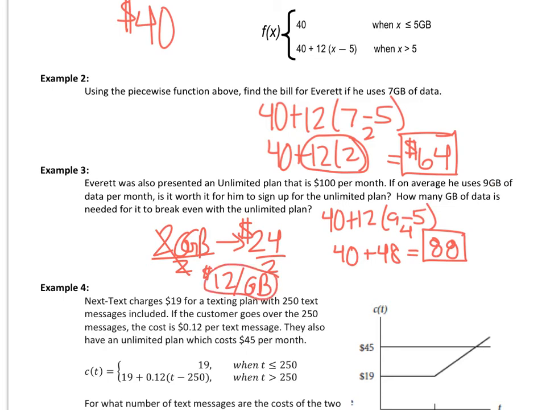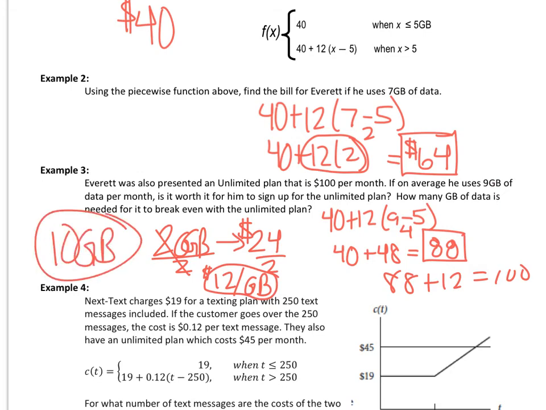So when does it need to break even? When does it need to be 100? Well, I just keep adding 12 until I get to 100. Well, 88 plus 12 is 100. So it happens to break even at 10. By adding one more gigabyte, that makes it 10 gigabytes. If I put 10 in the equation, I'm going to get 100. So at 10 gigabytes is when it breaks even. So 10 gigabytes is the answer to the final part.